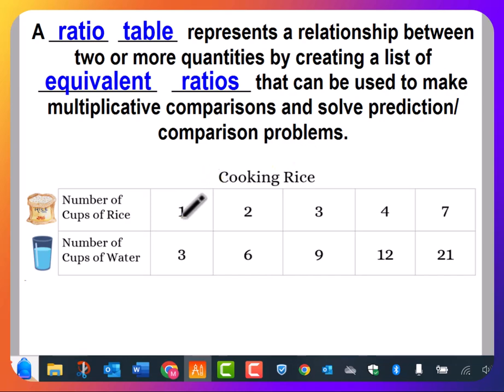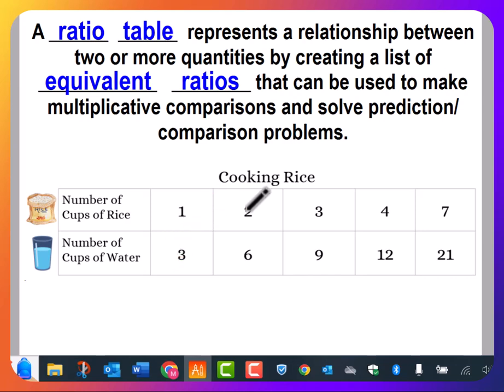So it goes from 1 cup of rice to 2 cups of rice, so they double it. Then they triple it to get 3 cups of rice. Okay, then the next multiple would be 4, and then they extend it, they jump up to 7. It goes from 4 to 7. So when you're listing your equivalent ratios, you have to do the same thing for the second part of your ratio. So we know our ratio begins with 1:3, 1 cup of rice for 3 cups of water.